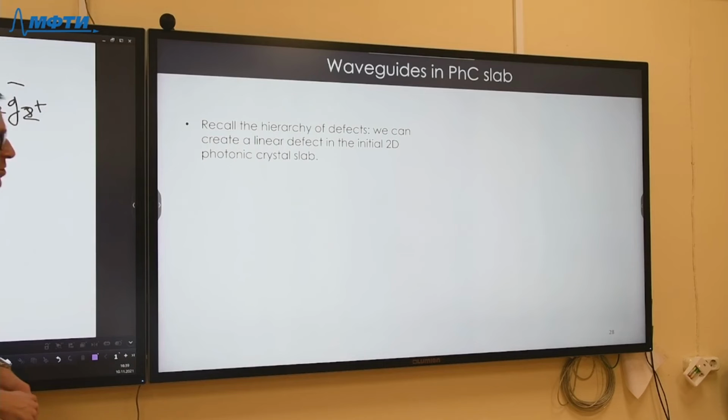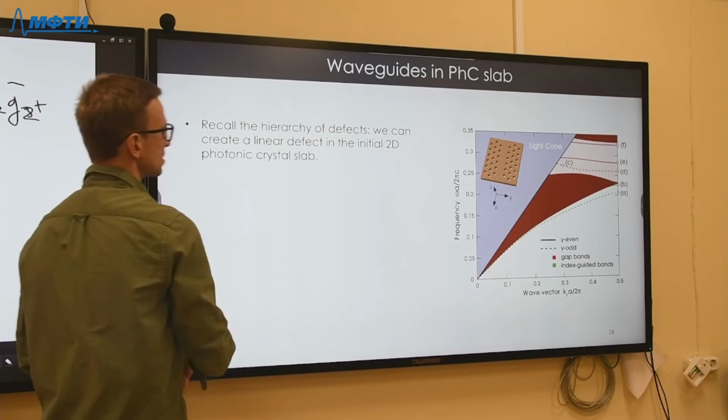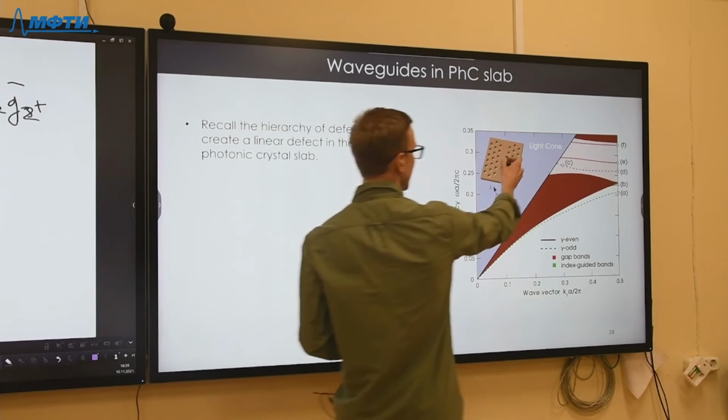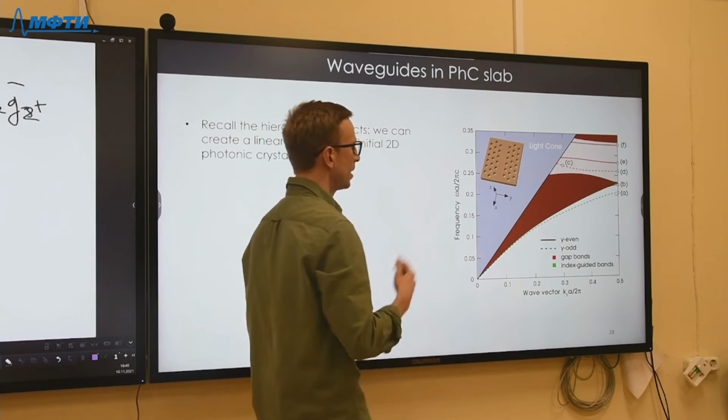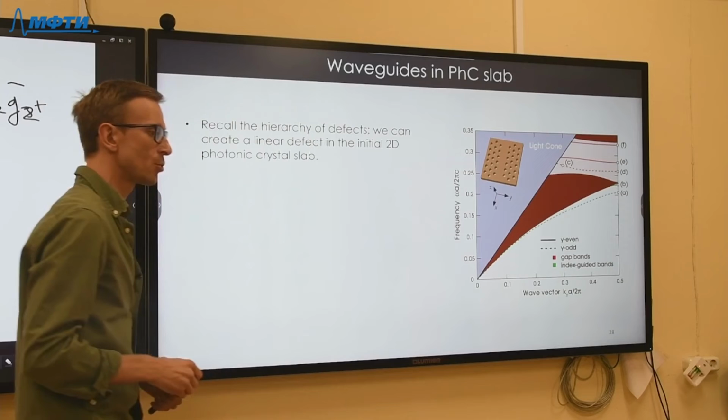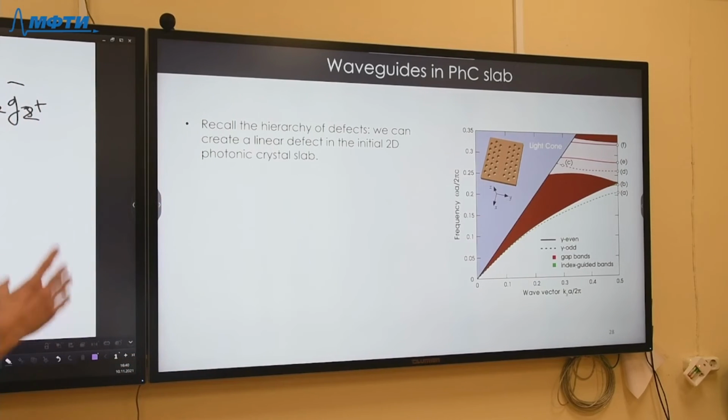What else can we do? Well, I suppose we can do this. Instead of removing only a single defect from the photonic crystal slab, we can remove an entire row. And again, let's recall our hierarchy of defects. We can remove a half-space, we can remove a single plane, or we can remove a single row. And let's apply this hierarchy in this particular case.